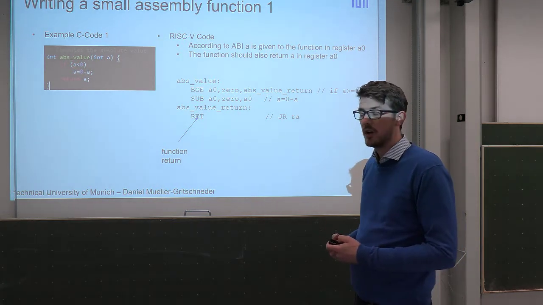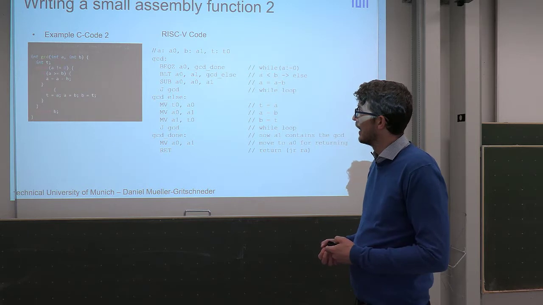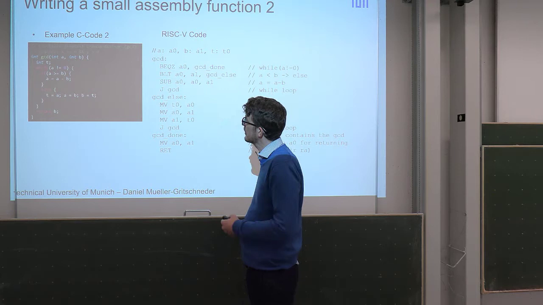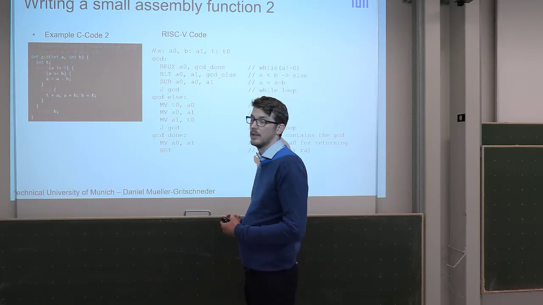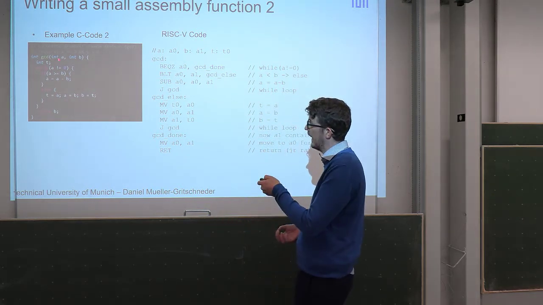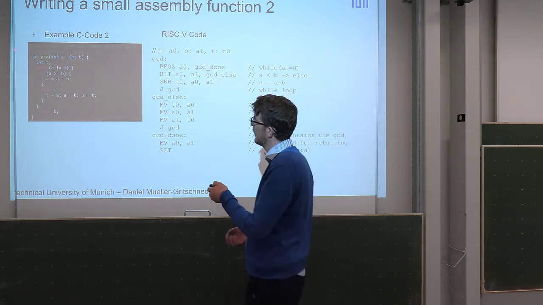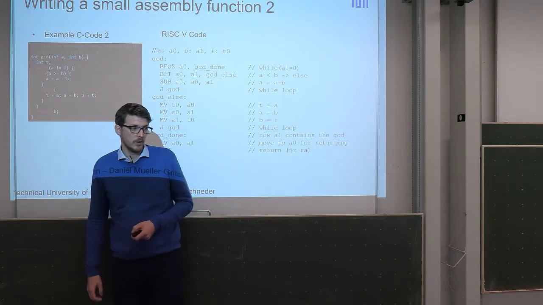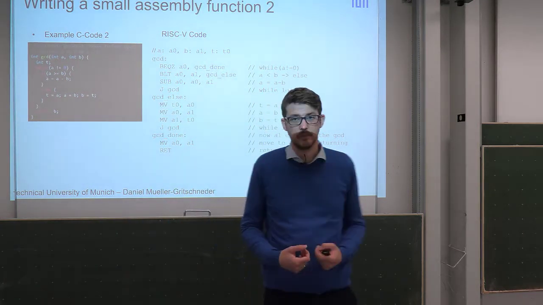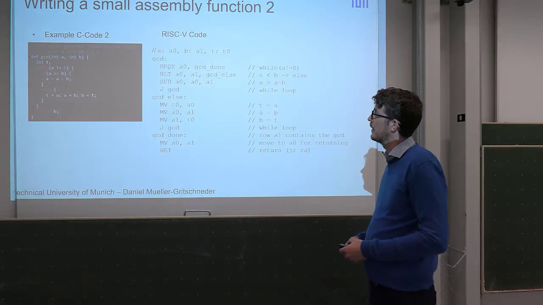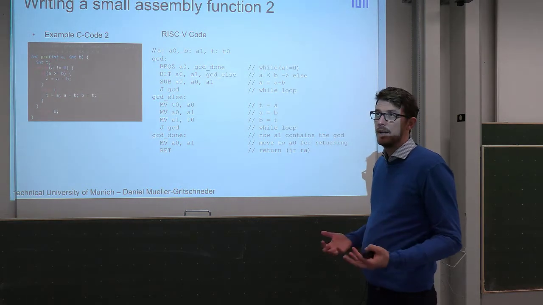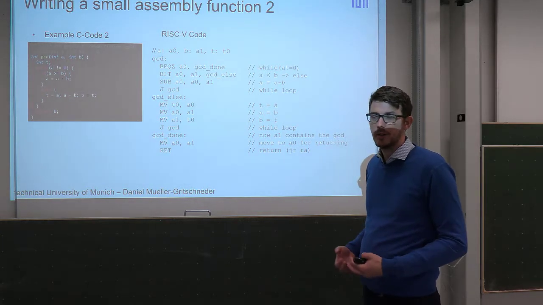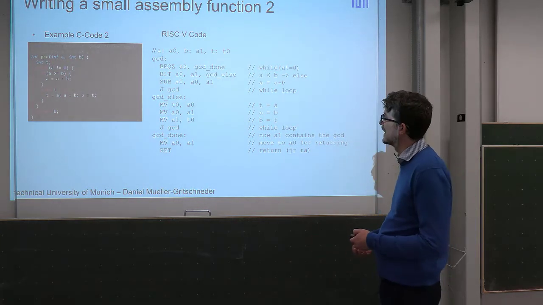Now let's take a more complex example. This one calculates the greatest common divisor between two values, right? So you give it A and B, and it will return the greatest common divisor. So if you take, let's say, 18 and 36, the greatest common divisor should be 18, and then you're returning that to it. Hopefully, I think this should be correct.